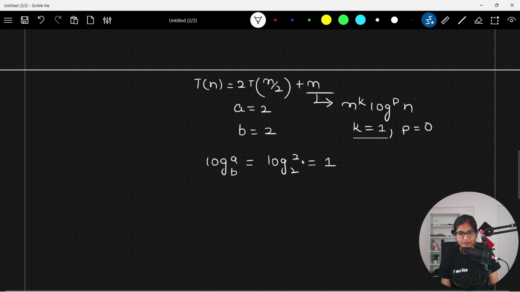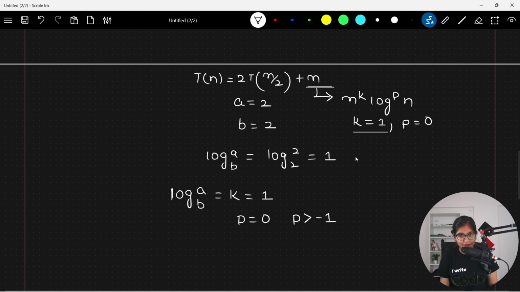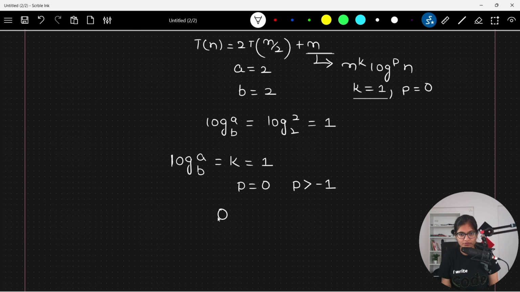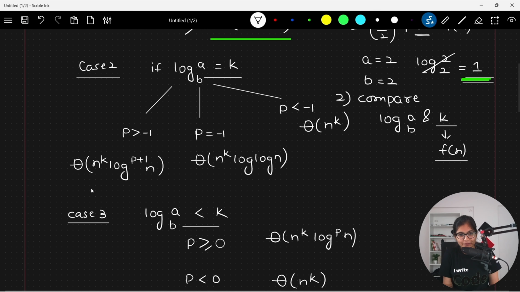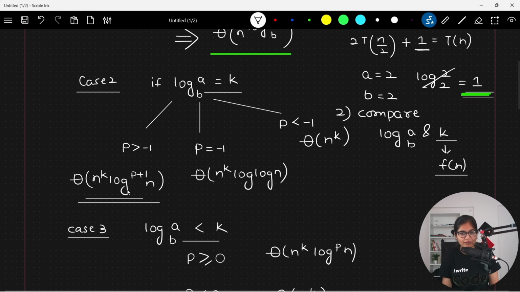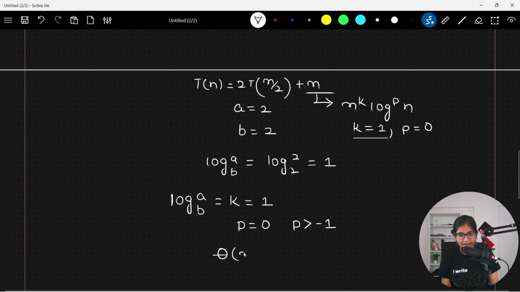First of all, this is case number 2, where we can clearly see that the value of log a base b is equal to the value of k, which is equal to 1, and the value of p is equal to 0. It means that the value of p is greater than minus 1. In that particular case, it simply says that your result will be theta of n to the power k log to the power p plus 1 of n. So that's why I am saying n log n.